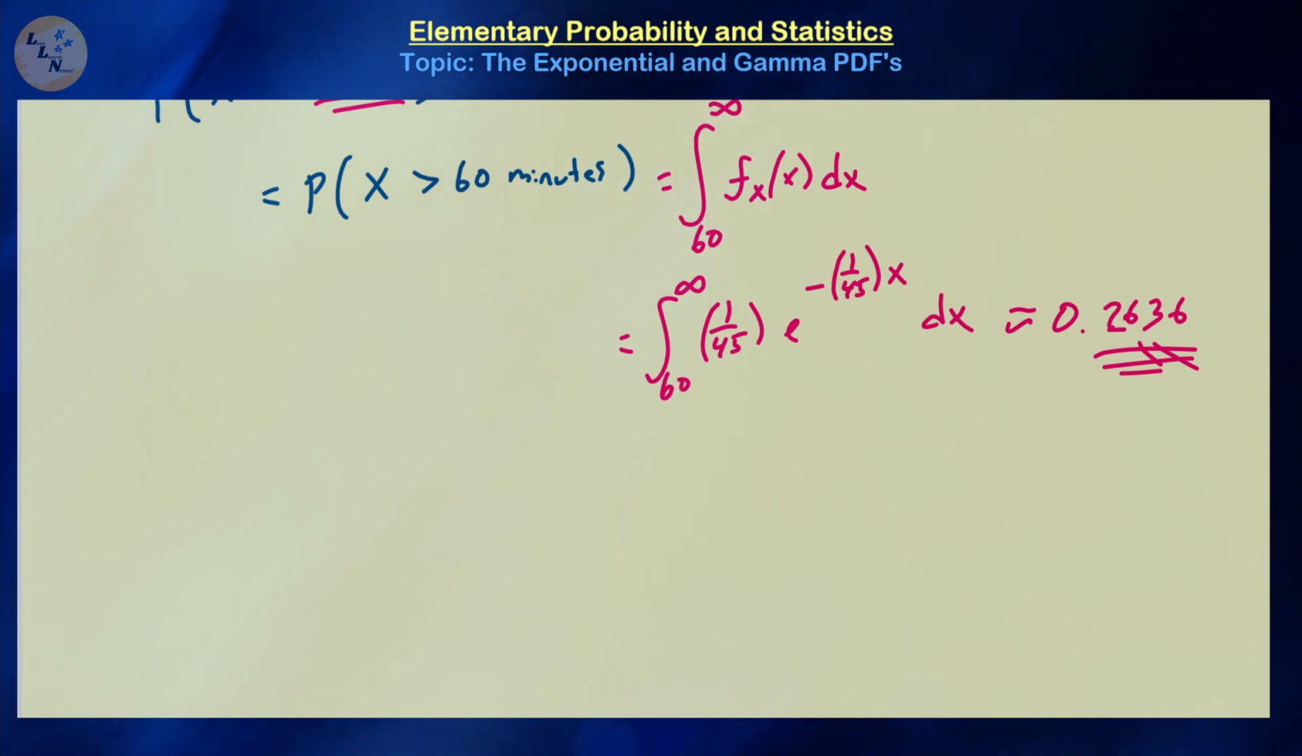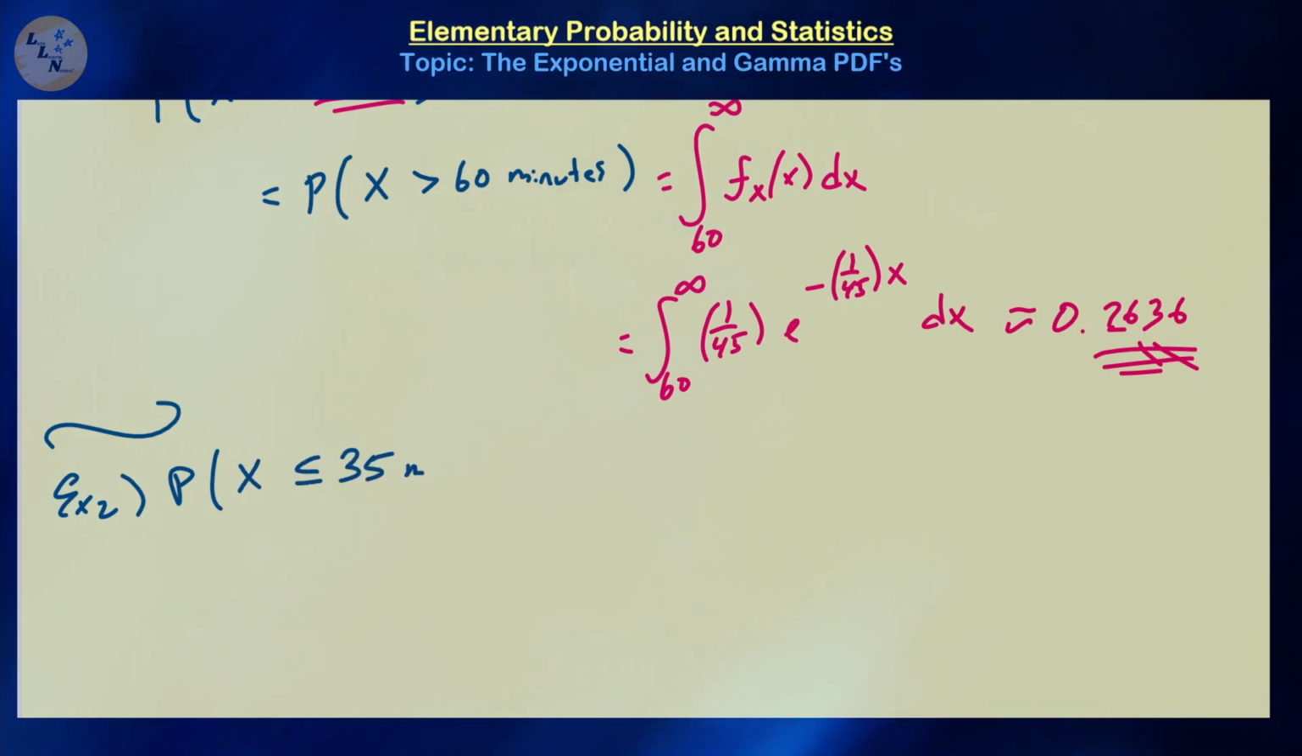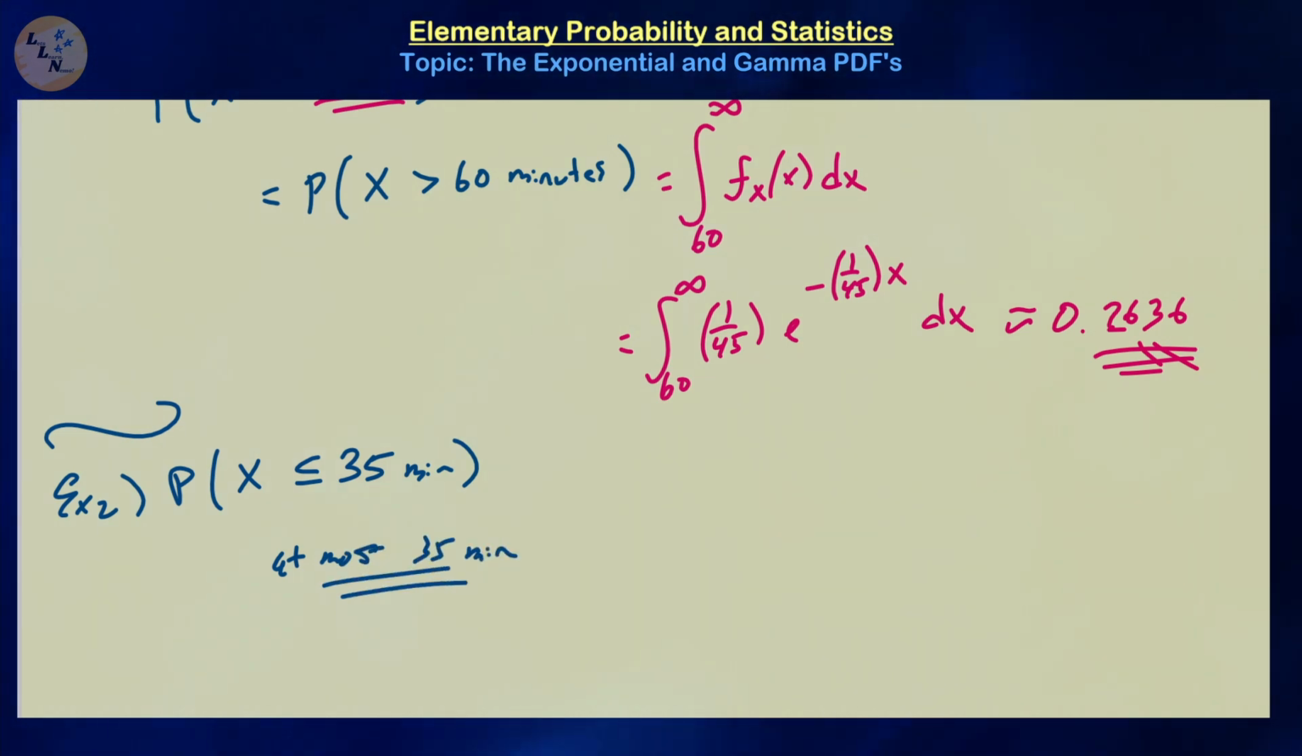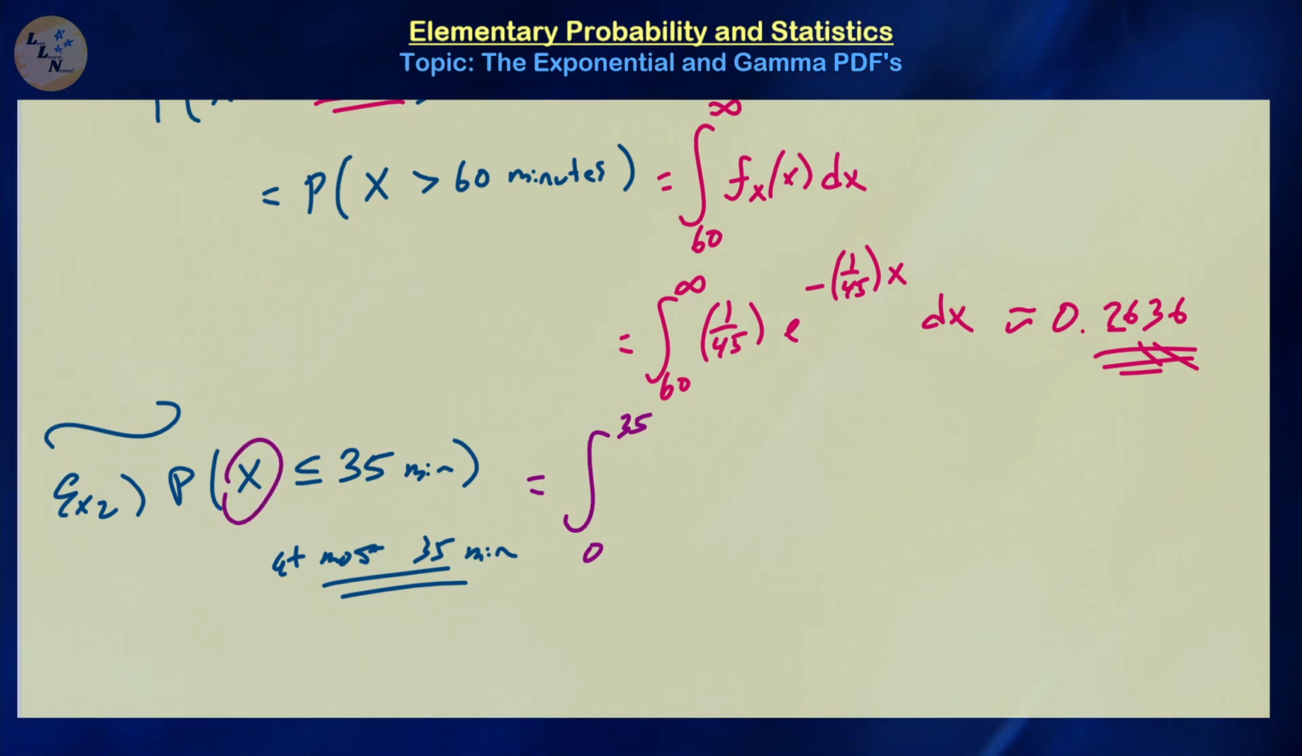Now, what if we were to have asked another example? Let's assume the question is: what's the probability that we spend at most 35 minutes? This question, although different from less than 35 minutes, would give us the same exact answer from the calculus perspective. So remember, this is going to be equal to the integral from 0 to 35, because the minimum value for this random variable is 0, right? So negative infinity to 35 is the same as 0 to 35 for an exponential random variable.